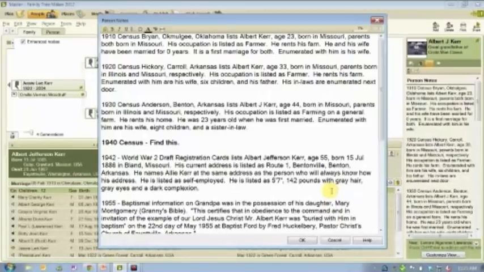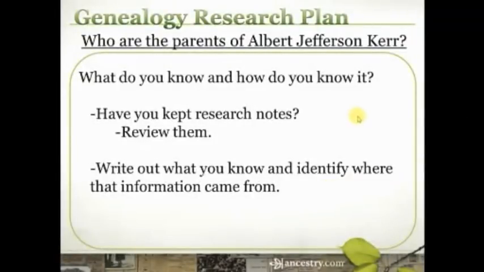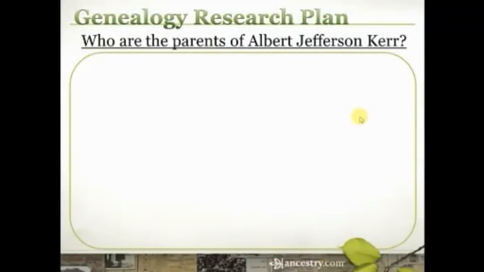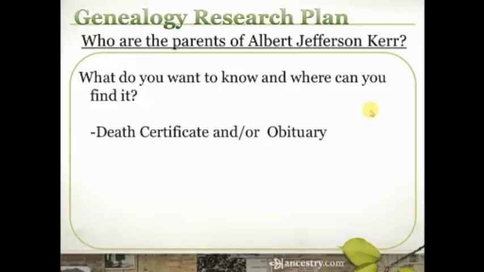So after reviewing this information, now I can take the next step, which is, what do I want to know and where can I find it? So what I want to know is, who are the parents of Albert Jefferson Kerr? And so where can I find that information? And so I'm just going to start a list. I'm going to look for a death certificate and or an obituary. He died in 1967, so both of those things.